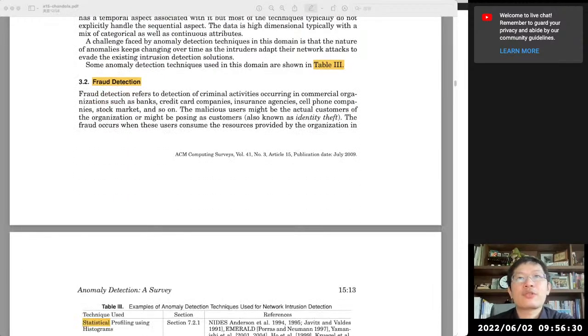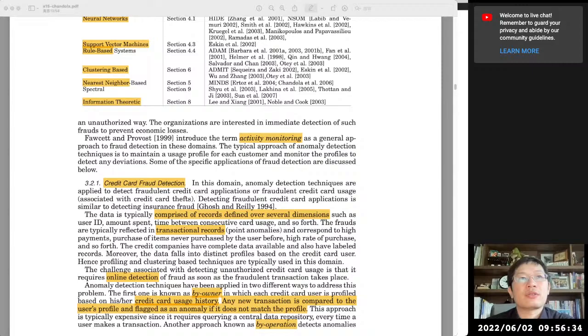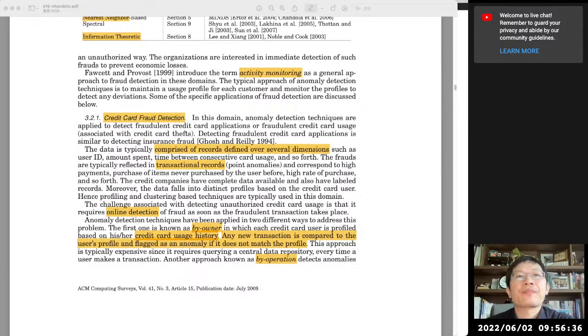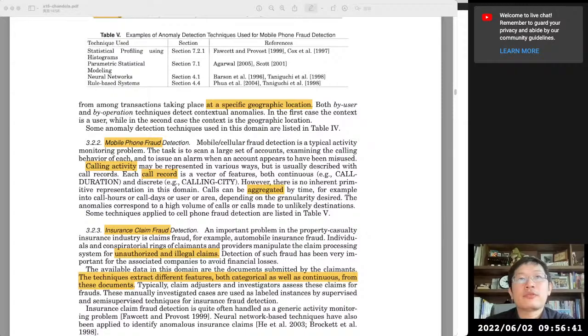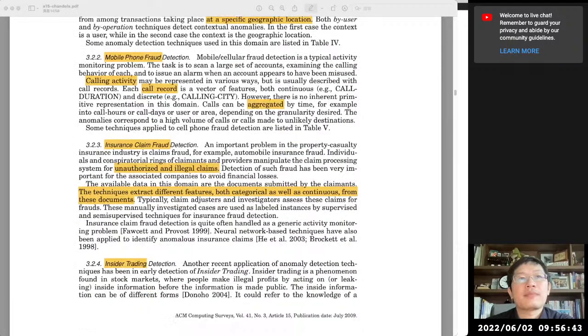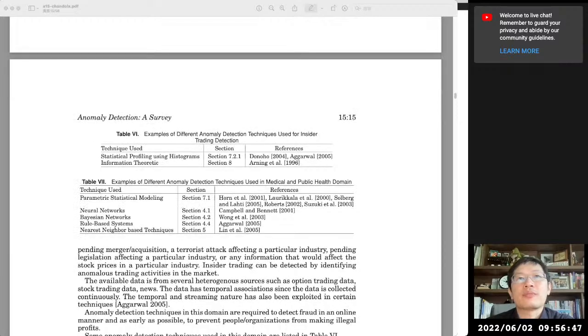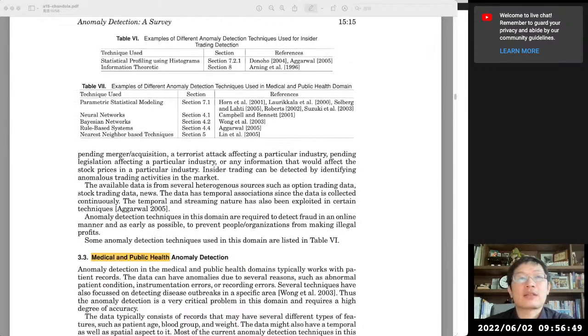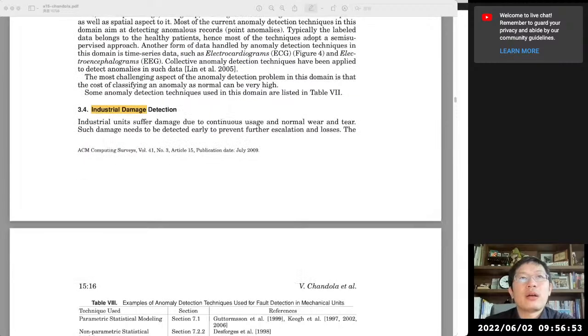Okay, fraud detection is quite easy. You have several ways to do fraud detection. Credit detection is the same, phone fraud, and so on and so forth. Insurance claims, medical. Those are all applications which rely on the concept of anomaly detection. I'd like to say something more about industry detection.